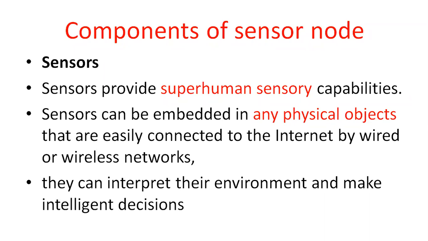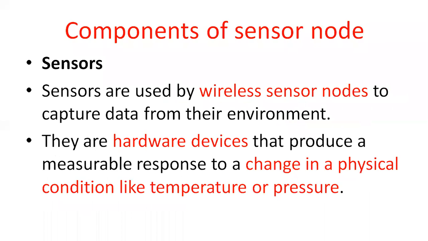For getting useful information or making intelligent decisions, you use a number of sensors. Wireless sensor networks use sensors to capture data from their environment. If you see the first diagram, that is called a wireless sensor network. It consists of n number of sensor nodes. What is the necessity of n number of sensor nodes? To capture the data from an environment.